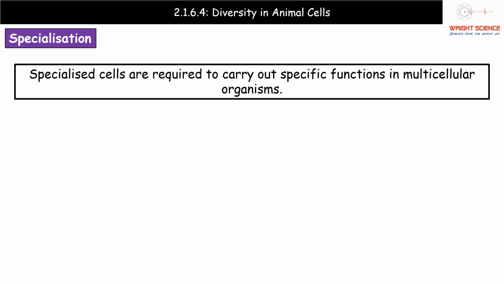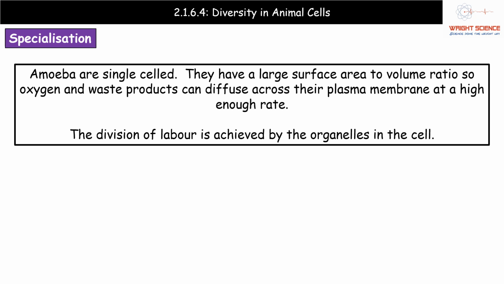First thing to remind ourselves of then is that when we talk about these specialised cells, these are ones that have become adapted to carry out a specific function in multicellular organisms. If we think about a single-celled animal, first of all, the amoeba, then we don't have any of these specialised cells because they're one cell.